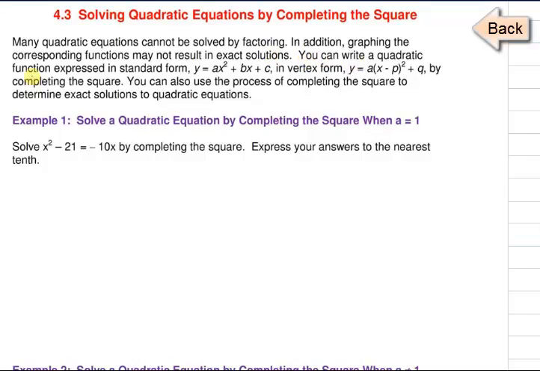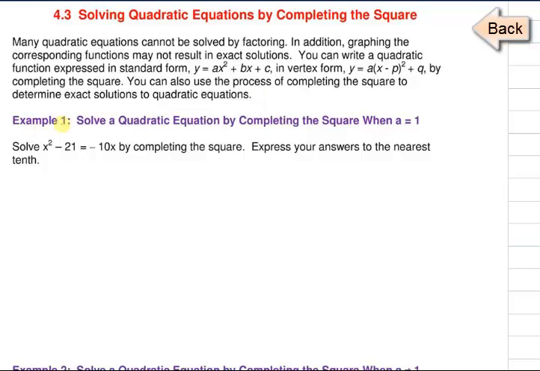You can write a quadratic function expressed in standard form, y equals ax squared plus bx plus c, in vertex form, y equals a bracket x minus p bracket squared plus q, by completing the square. You can also use the process of completing the square to determine exact solutions to quadratic equations. Now, this method will work on all quadratics, okay? It's just that if we can factor, we would factor because it's easier. But if you don't find it easier, this way will work all the time, okay?